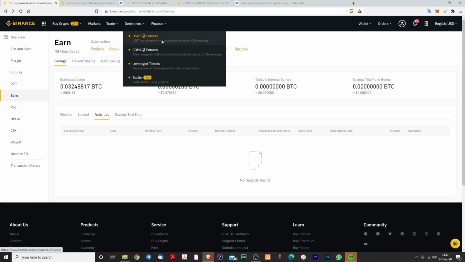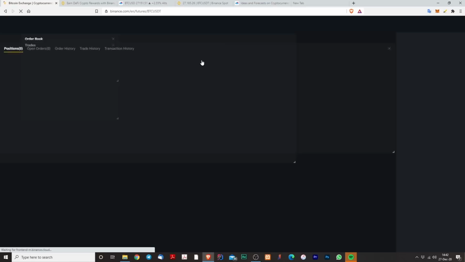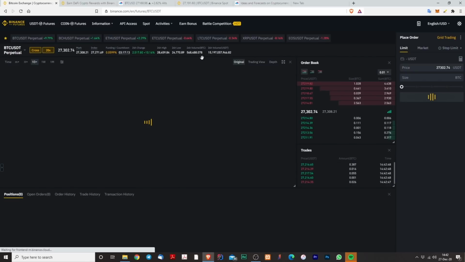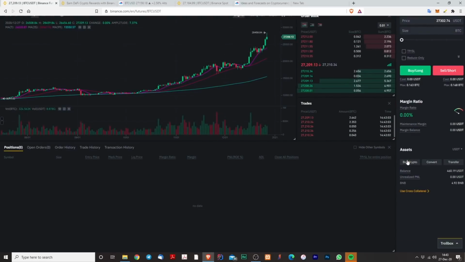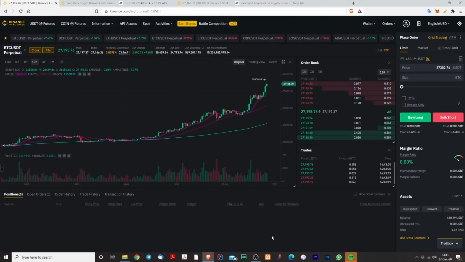So if I go to USDT futures, which is what I typically trade, you can see it's showing me my assets at the bottom here. It says balance, I have $460 in this wallet. I have 4.92 BNB. Again, BNB helps you to save on fees, and my P&L is 0 because I have no open position right now.